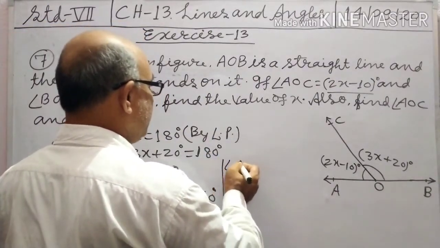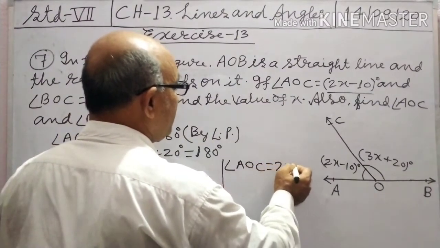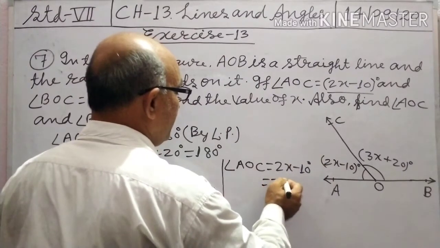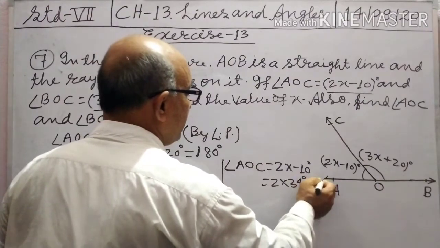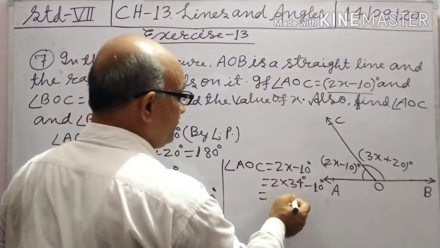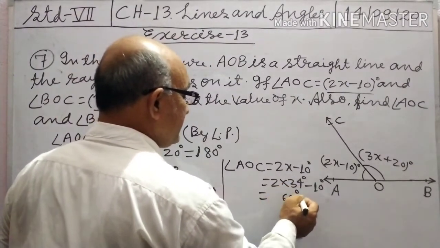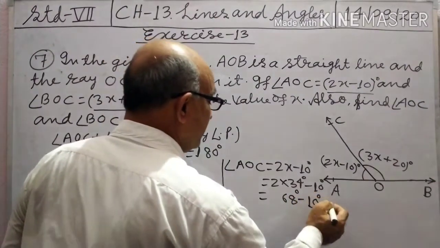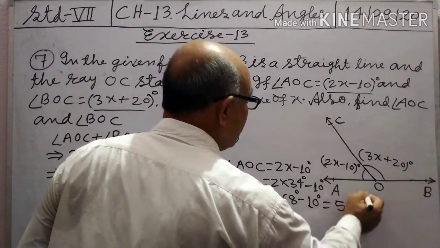Find angle AOC. AOC equal to 2x minus 10 degree. 2 into the value of x, which is 34 degree, minus 10 degree. 34 into 2: 4 2s are 8 and 3 2s are 6. 68 degree minus 10 degree equal to 58 degree. Answer.